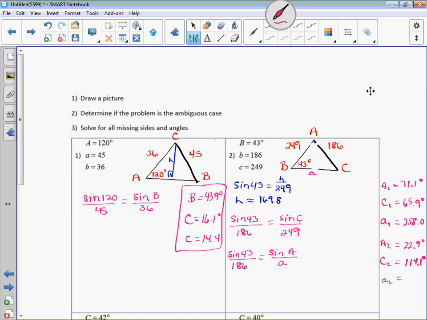Big A or little a? Big A. Okay, how many degrees are in a triangle? Okay. All right, and then new little a. Once you've got it, let me know. What are we getting for new little a? 106.2. Sounds like a radio station.